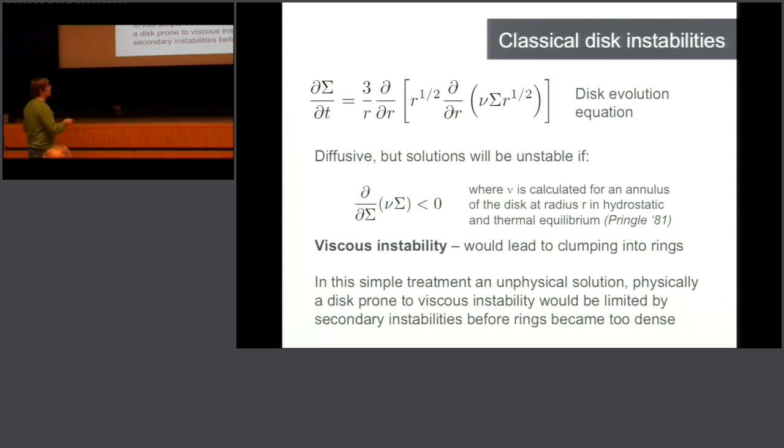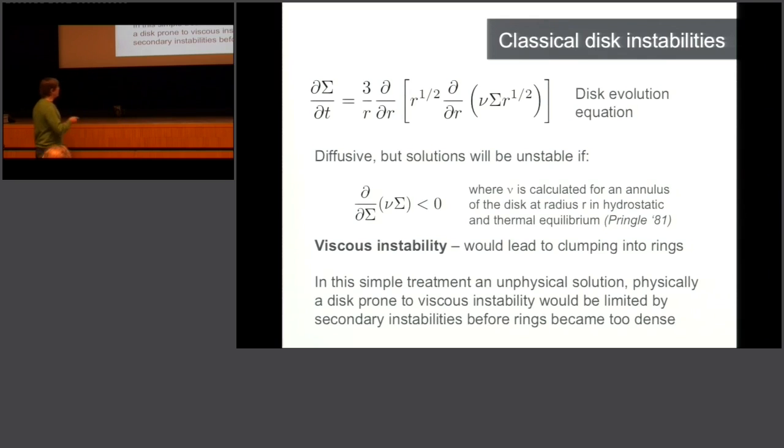So in the classical picture, we have this disk evolution equation we discussed previously. The equation for the time evolution of the surface density is a diffusion equation depending on the kinematic viscosity nu. So this is a diffusive equation, but the solutions that you get will be unstable if the diffusion coefficient is such that the system is actually anti-diffusive rather than diffusive.